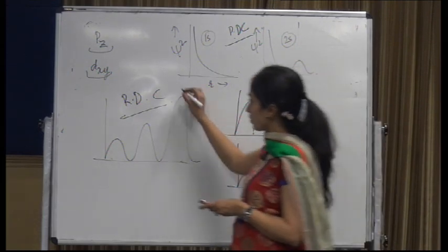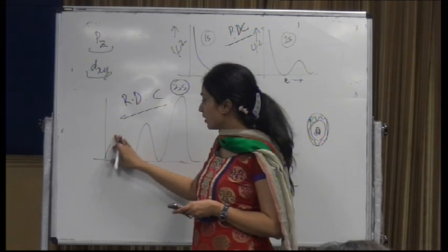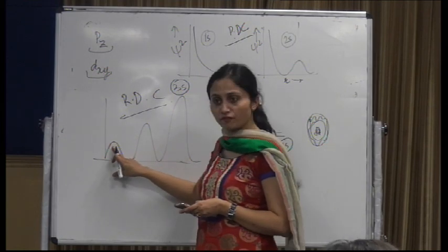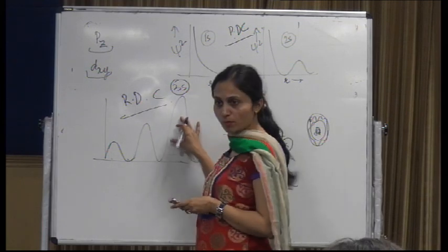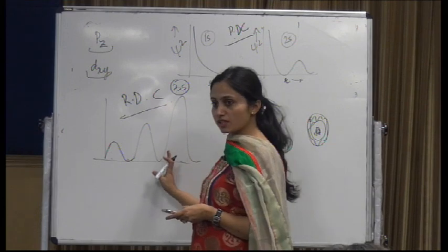Similarly, I gave you a question for 3s. For 3s, you know there will be the least probability in the case of the 1s orbital, some more probability in 2s, and the maximum probability in 3s. And how many nodal surfaces now? 1 and 2.